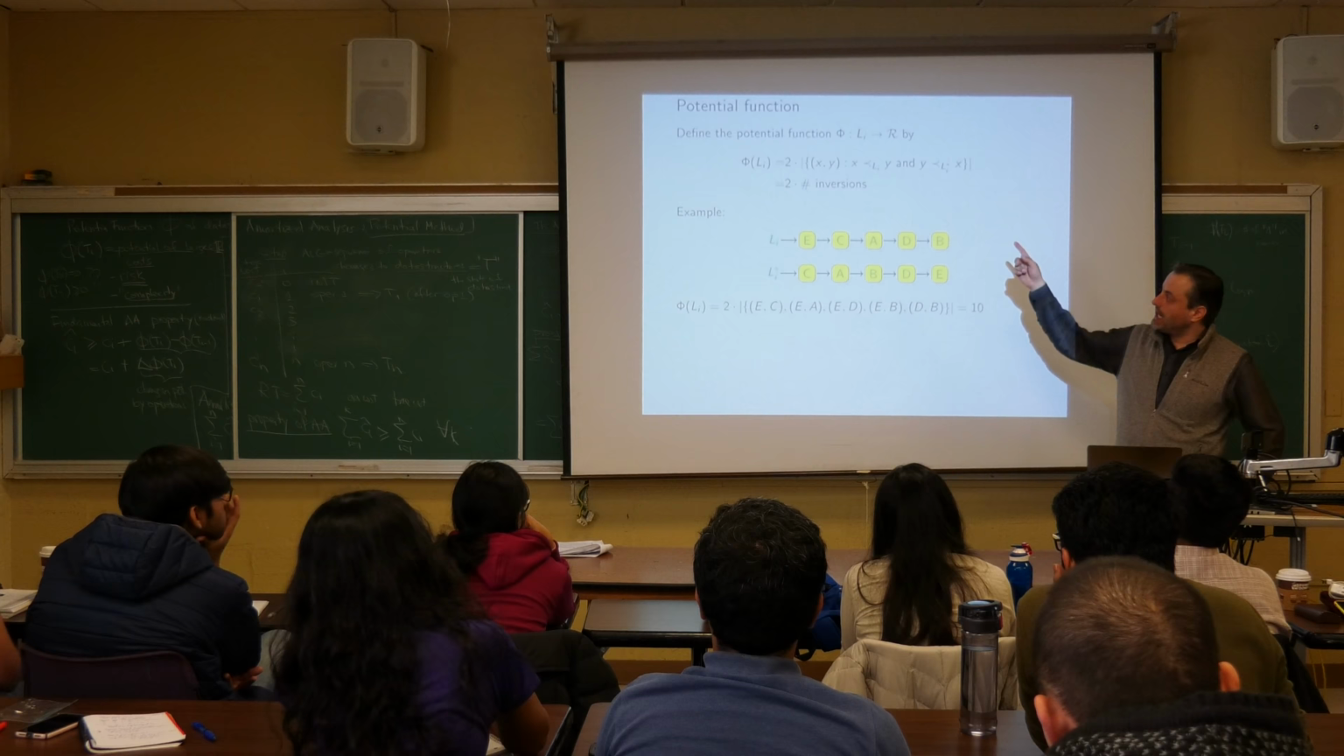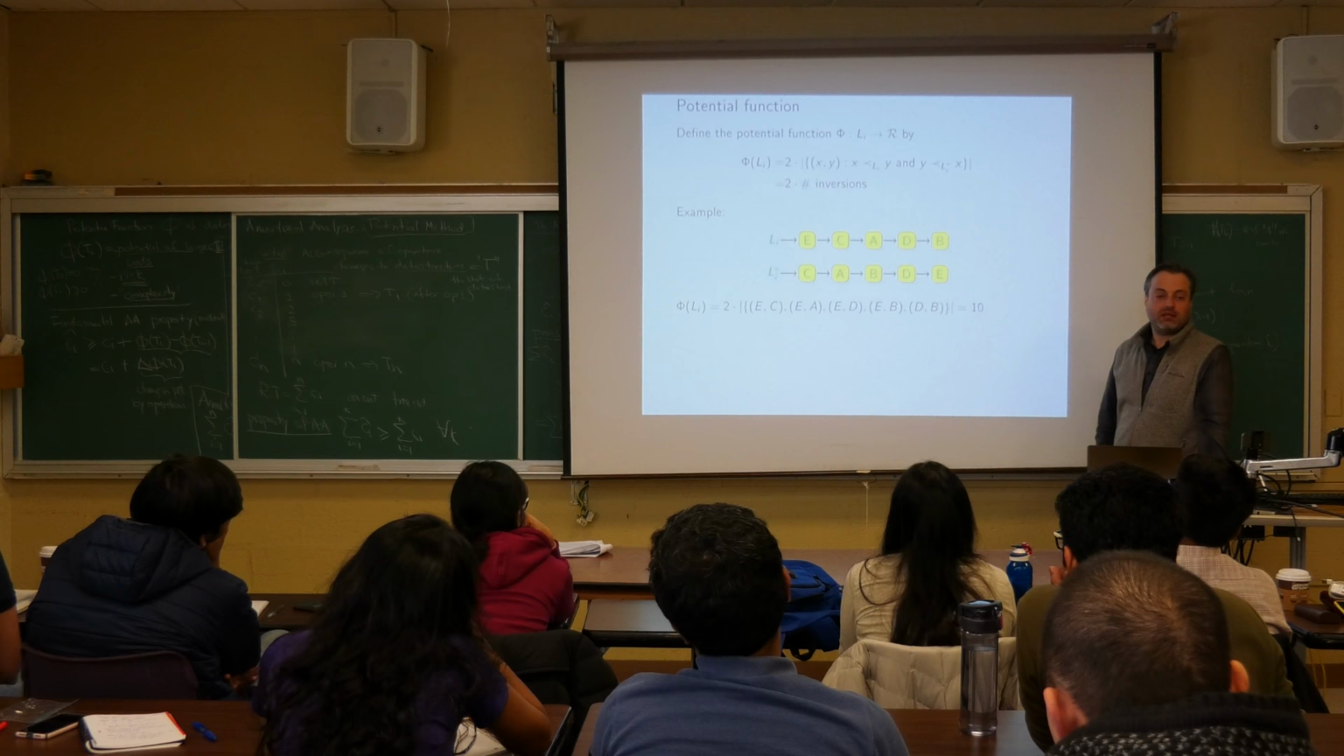And remember, my potential function is twice that number. So if I have five inversions, the potential will be 10. Okay.